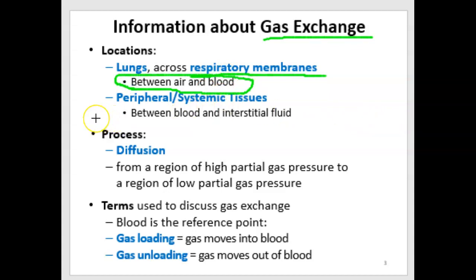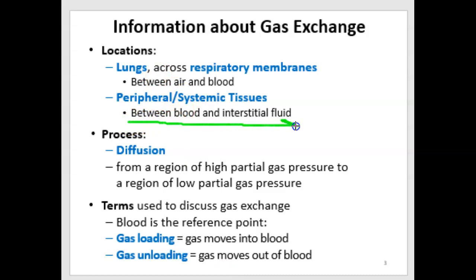The second location where gas exchange takes place is between the blood and the interstitial fluid out in the peripheral tissues, or you could call them the systemic tissues. And so at that location, you're going to have oxygen leaving the blood and going to the interstitial fluid, but you'll have carbon dioxide going the other way because the cells will make CO2 and transport that CO2 across their membrane into the interstitial fluid. From there, the CO2 will enter the bloodstream and travel to the lungs.